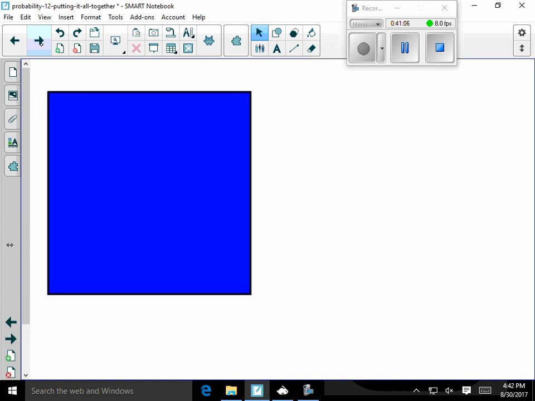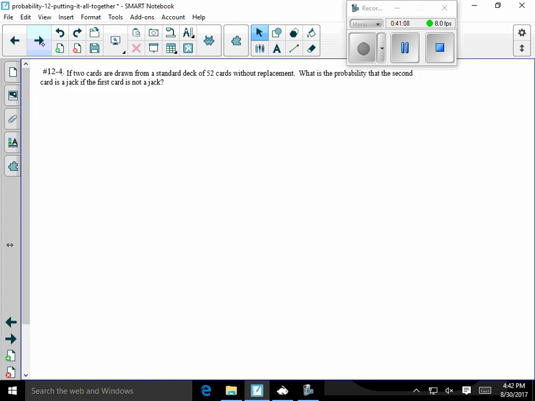Okay, let's look at another problem here. This one says, if 2 cards are drawn from a standard deck of 52 cards without replacement, what is the probability that the second card is a jack if the first card is not a jack? Okay, so pause this, give it a try.